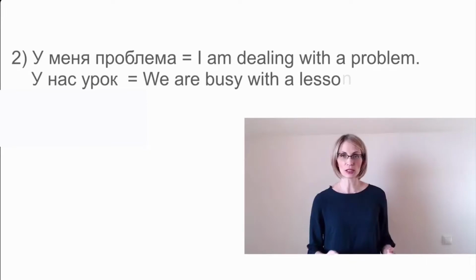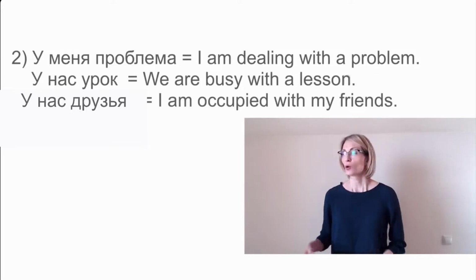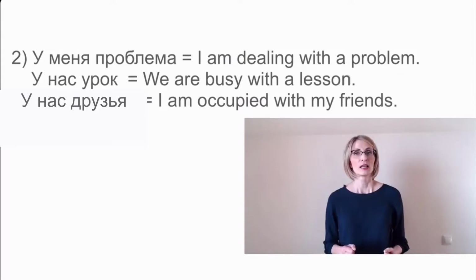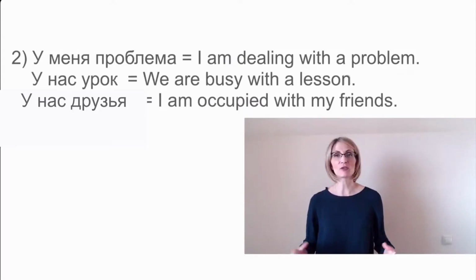У нас урок. We're having a lesson. We're busy with a lesson. У нас друзья. Friends are here. I'm occupied with my friends. So every time you have this idea of being occupied with something, busy with something, do not use есть.